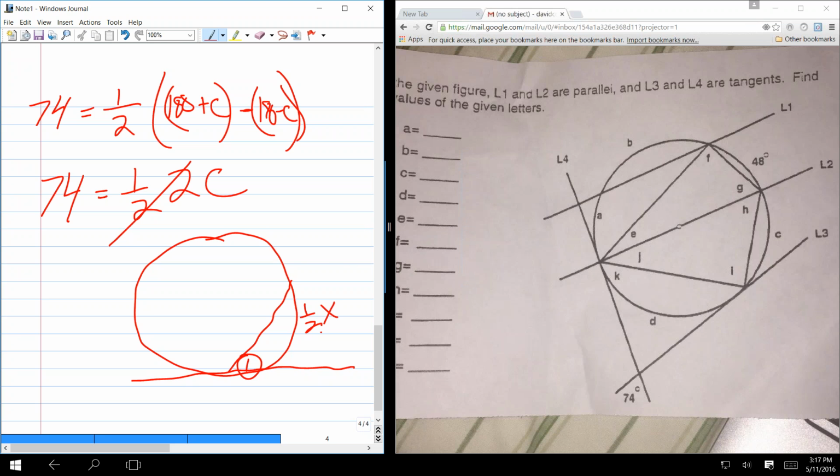If you kind of look at it, rotate the thing a little bit, or rotate your head to the right, K is that angle 1. And the measurement of that arc is whatever D came out to be. 106. So K is half of 106.